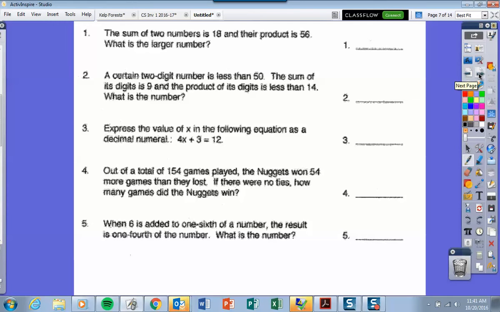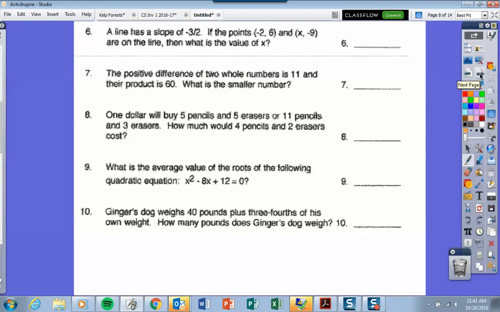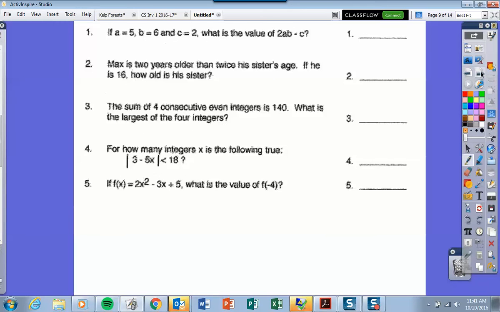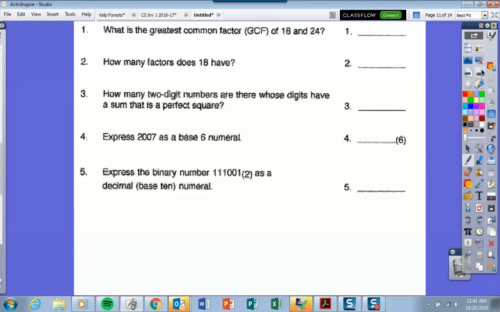This is the algebra, sorry, we'll go to the next one. So what is the greatest common factor of 18 and 24? Question you've asked yourselves multiple times, I'm sure. Let me go to my answer for this. The greatest common factor between 18 and 24.